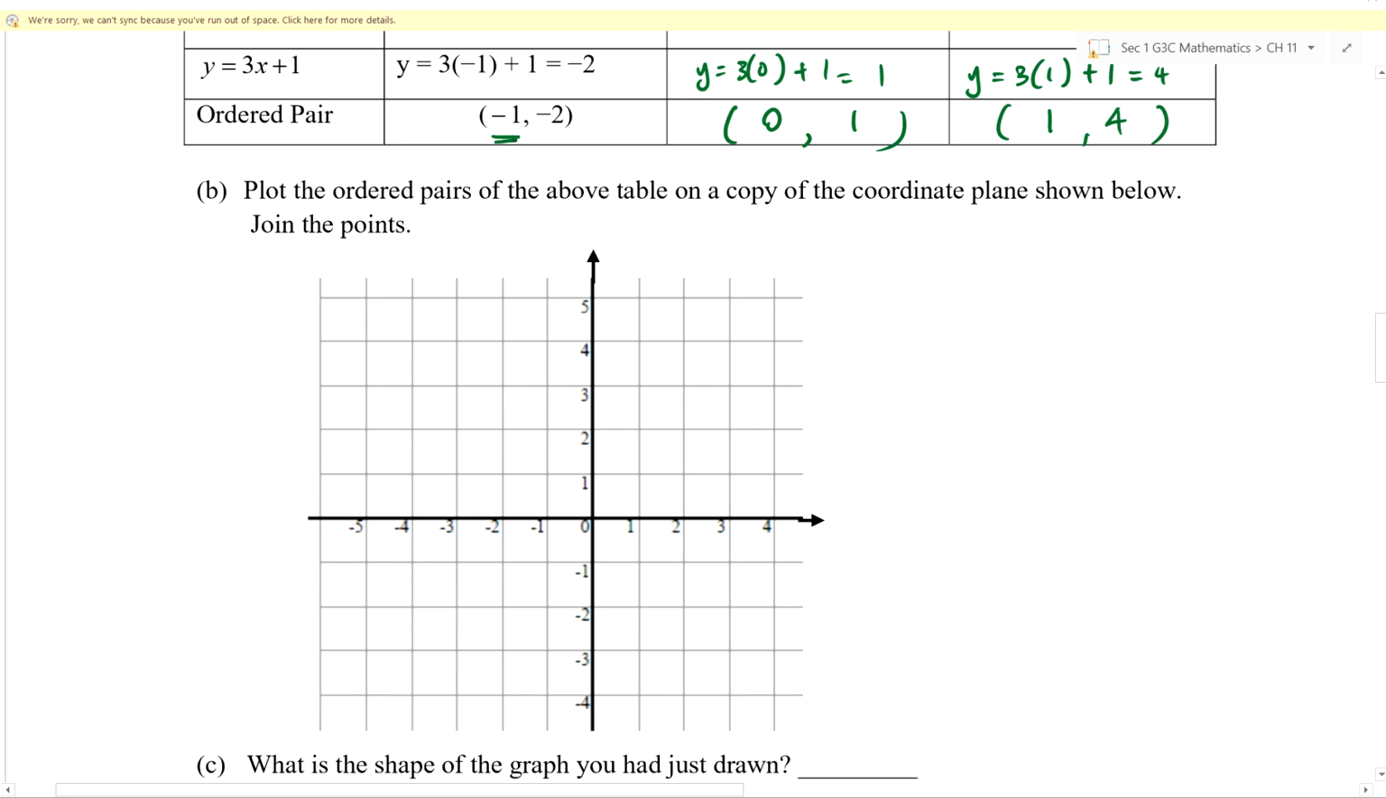This x value is -1, so look out for the x value of -1 over here. It has a y value of -2. That is my first set of coordinates. Next, when x is 0, y equals 1, found here. When x equals 1, y equals 4. So here we have a straight line.